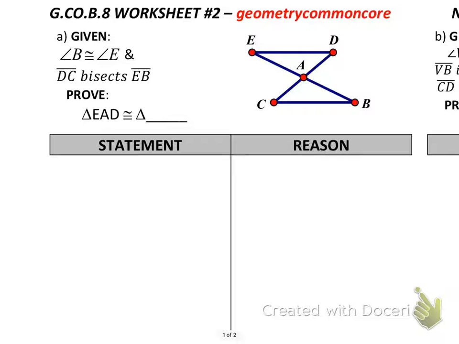To start it off, we start the same way. It's just writing down the givens. I'm not going to tell you how many lines are in this proof yet, but I'll start doing that later. So angle B is congruent to angle E, and DC bisects EB. And those are given.